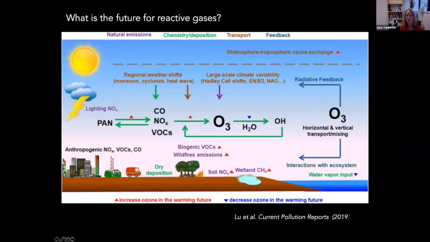And trying to understand what's going to happen to ozone, for example, is really difficult and probably unknowable. Because even if you understand those emissions, you've got all of these feedbacks that can occur for ozone. So wildfires will impact ozone, soil NOx, wetland methane will impact ozone, interactions with the ecosystems will impact ozone. So to understand ozone, we need to know all of these things, which is why, of course, it's really important to keep measuring them all and understanding how our atmosphere is changing.